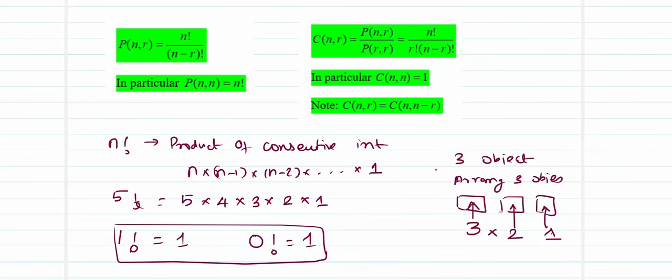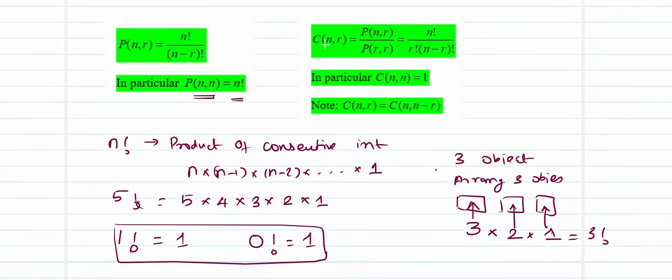So it is 3 into 2 into 1. So it is nothing but your 3 factorial. So if you have 3 positions and you will have to fill all the 3 positions, then it is 3 factorial. If you have n positions and you will have to fill all the n positions, then the number of ways is n factorial.